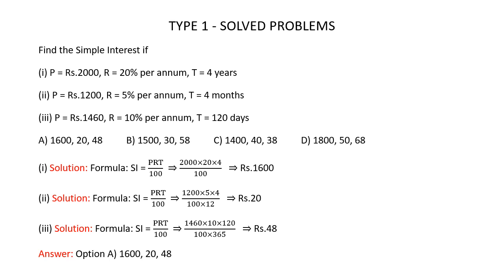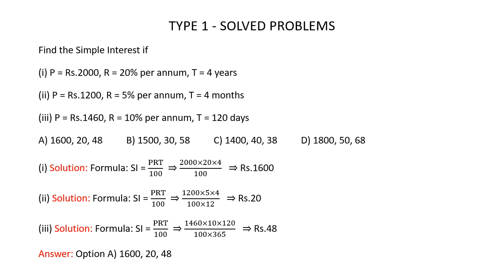Find the simple interest if principal is rupees 1460, rate of interest is 10% per annum and time is equal to 120 days. Observe here that time is given in days. So convert 120 days to years by dividing it by 365. So now we have T is equal to 120 divided by 365 year.